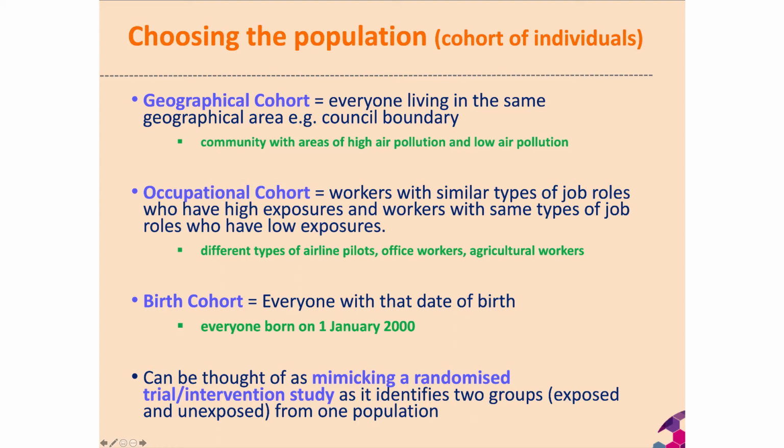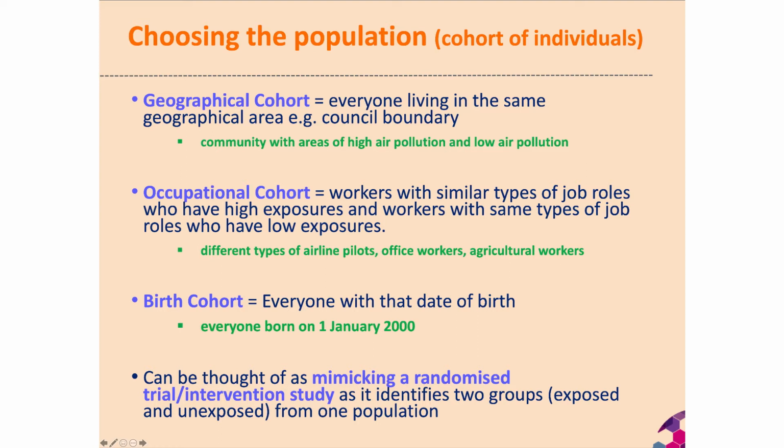The second type of cohort we can look at is occupational cohorts, and we look at workers with similar types of job roles who have high exposures and workers with the same types of job roles who have low exposures. And the example we can give here are different types of airline pilots.